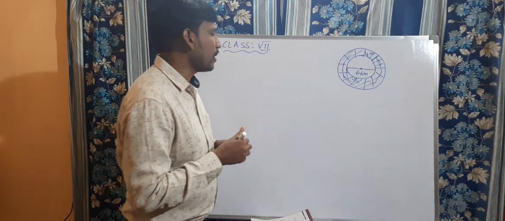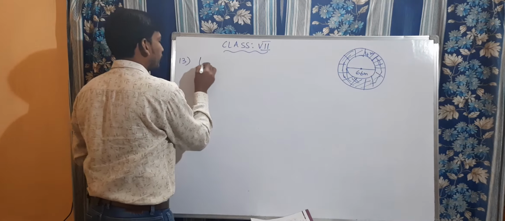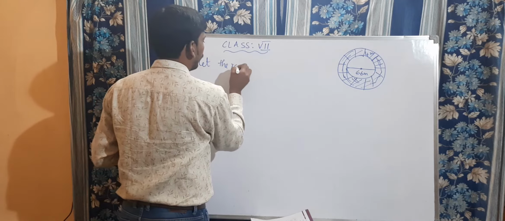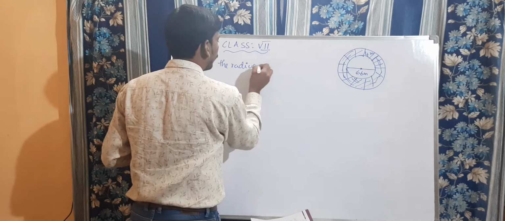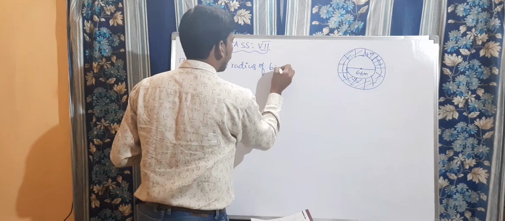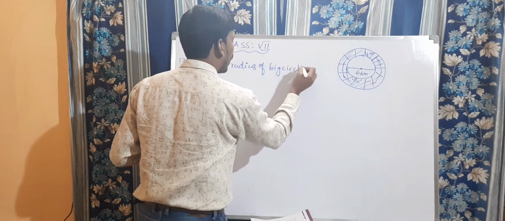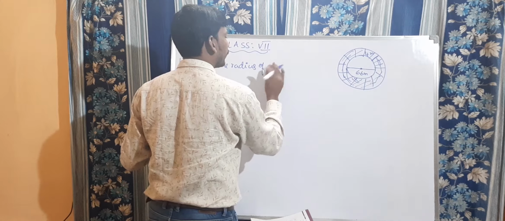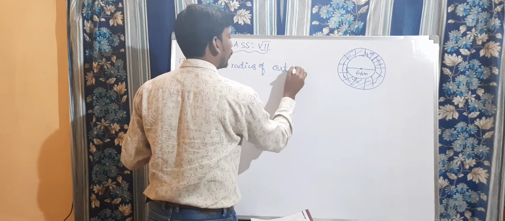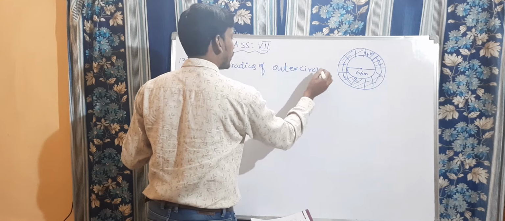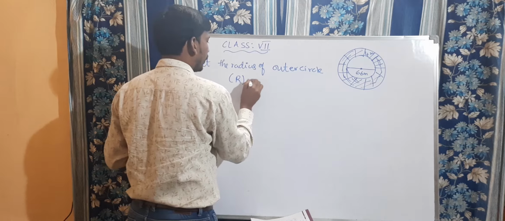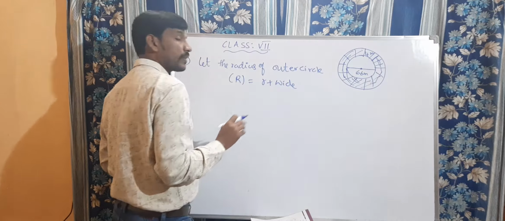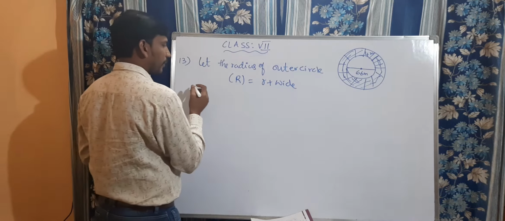Clear, children? So now let the radius of the big circle, or outer circle, be capital R, which is equal to small r plus the width. What is small r here? The radius of the inner circle.